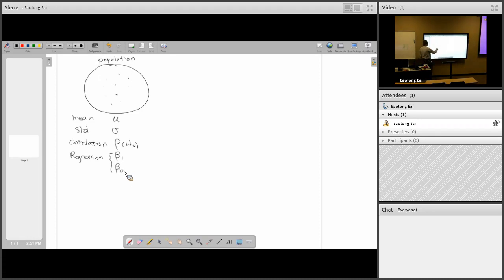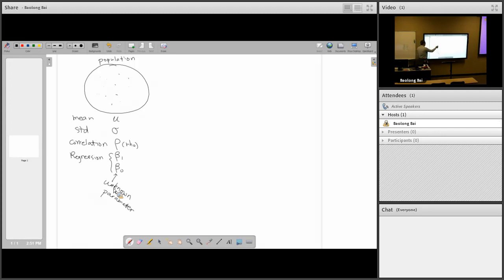So all of these are measures of the population, and they're all unknown to us. We don't know what they are, right? And they are all parameters. If you recall chapter 8, right? We have sample statistic and the population parameter.